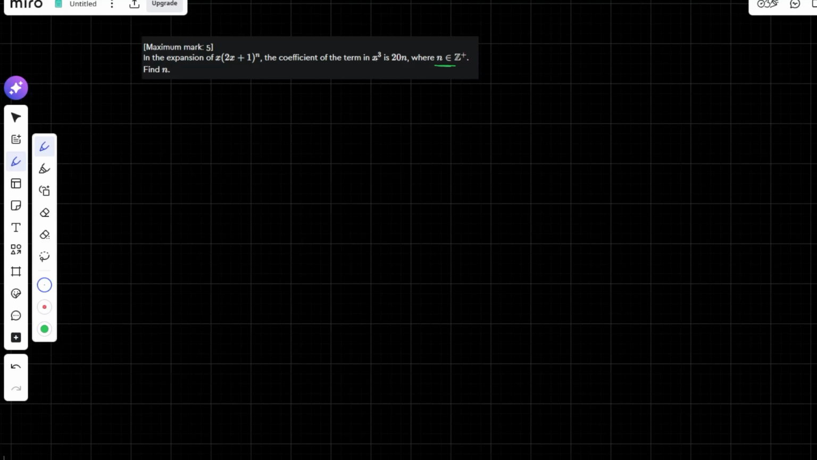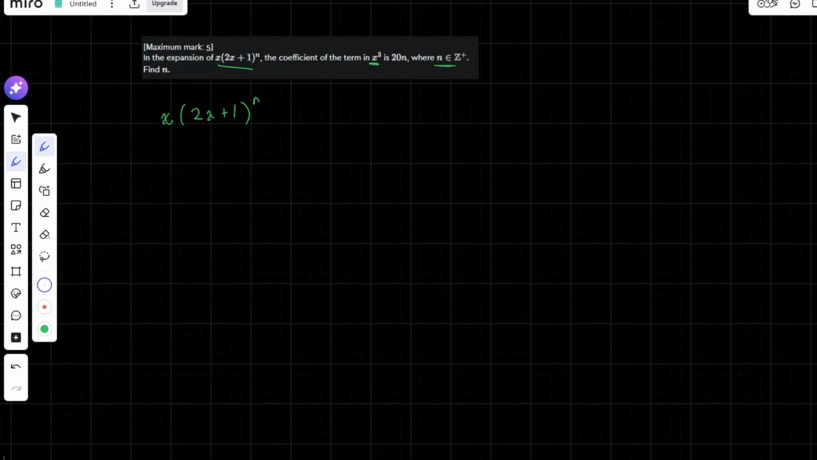Out of the expansion, we're interested in the coefficient of the term x to the power of 3. We're told that's 20n. So probably the way this works is we're going to expand this, and then we're going to find that we get something other than 20n, and we can make them equal to each other. I'm noticing that it's x times (2x plus 1) to the n. What that means to me is the term we're interested in out of this expansion is actually the x squared term, because then we're going to multiply it by x, and it's going to give us a higher power.